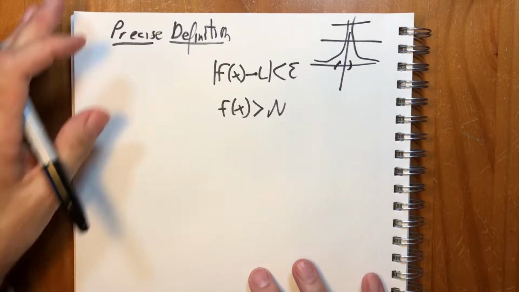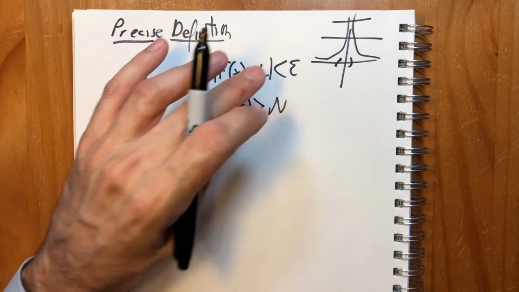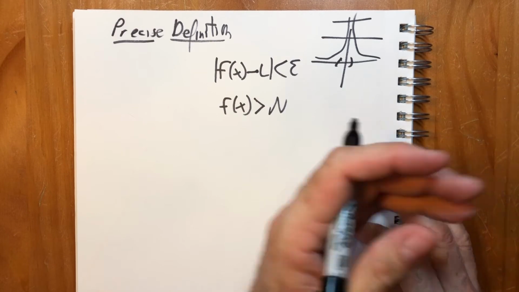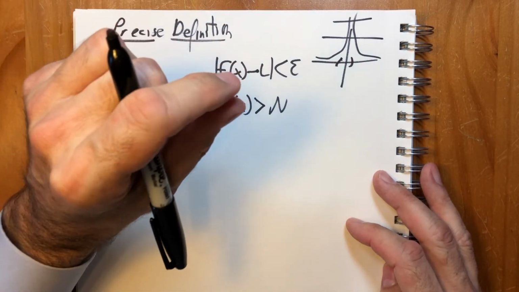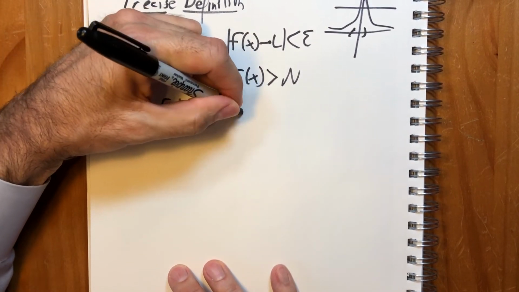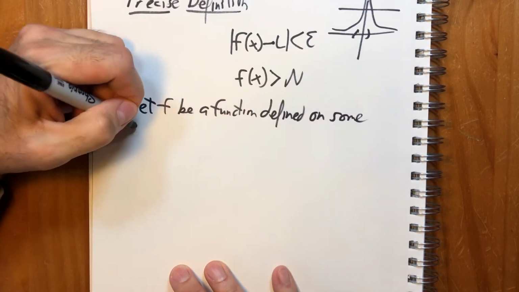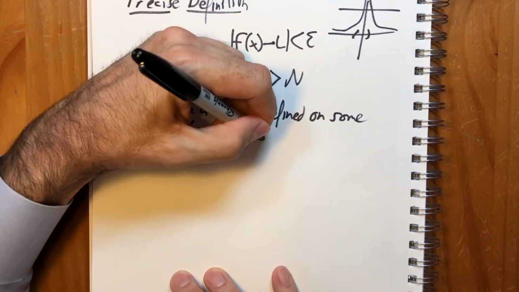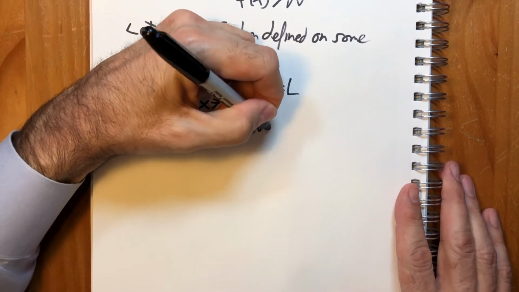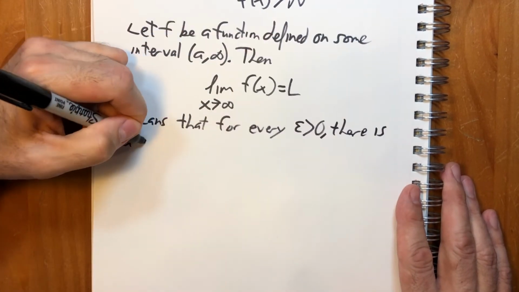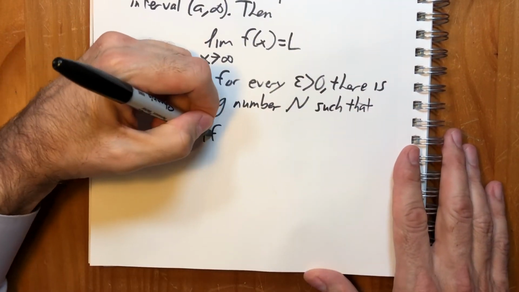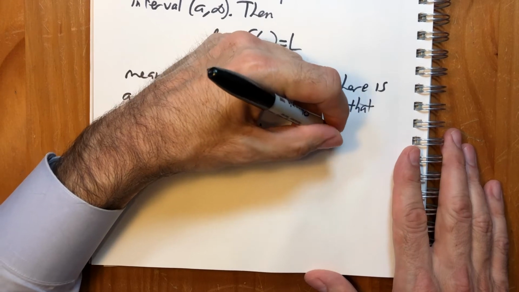So now we're going to do the same thing, but instead of replacing epsilon, we're going to replace delta and say that as x is bigger than any arbitrary number, then f of x will be closer and closer to some value L. So the precise definition of the limit as x approaches infinity is, let f be a function defined on some interval from a to infinity. Then the limit as x approaches infinity of f of x equals L means that for every epsilon greater than 0, there's a corresponding number N such that the difference between L and f of x is less than epsilon whenever x is greater than N.